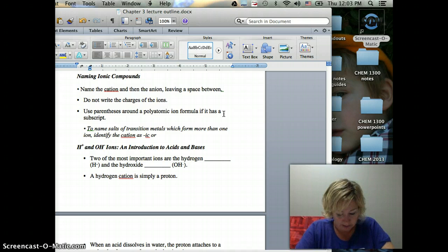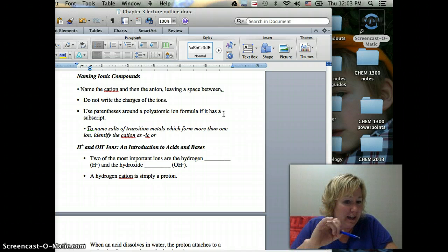You just need to write the, do I have an example? I didn't give you an example. So write the cation first, then the anion. Use parentheses around a polyatomic ionic formula if it has a subscript.